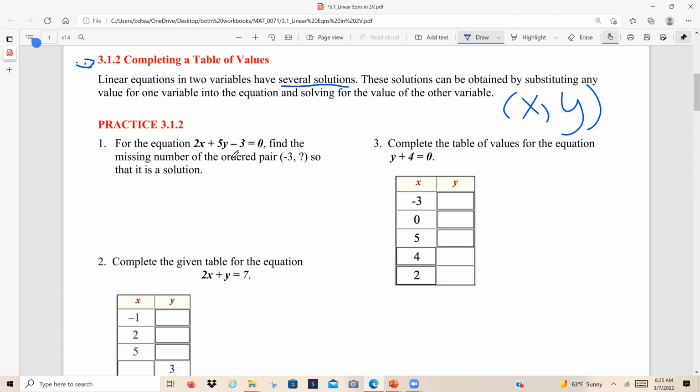Let's look at the first one. For the equation 2x plus 5y minus 3 equals 0, find the missing number in the ordered pair so that it is a solution. And remember, a solution makes the equation true. In this ordered pair, x is -3, and we're going to look for y. I will go to the whiteboard to solve that.